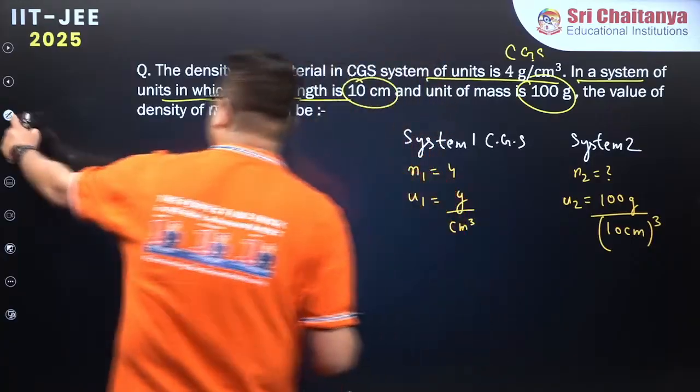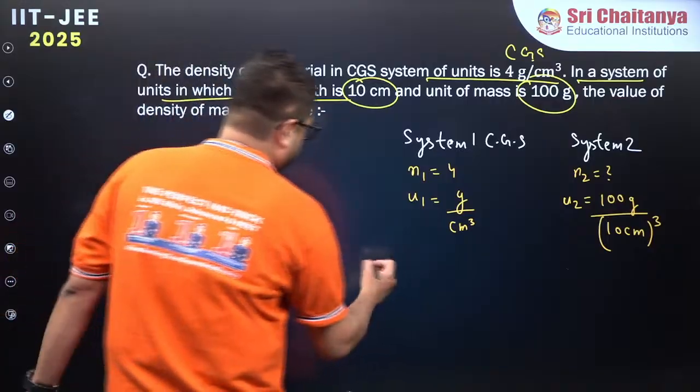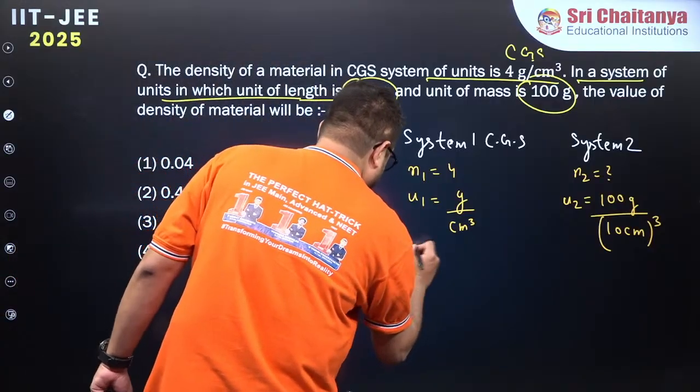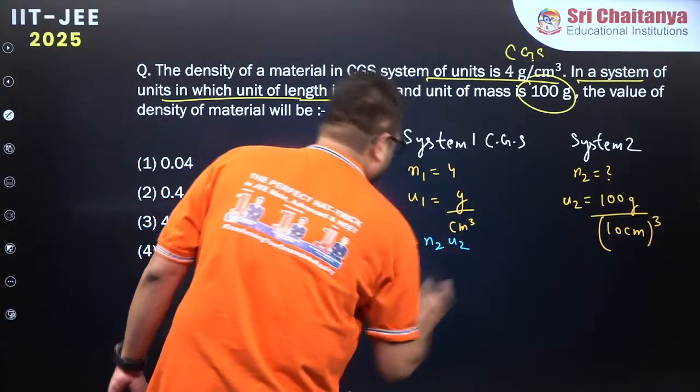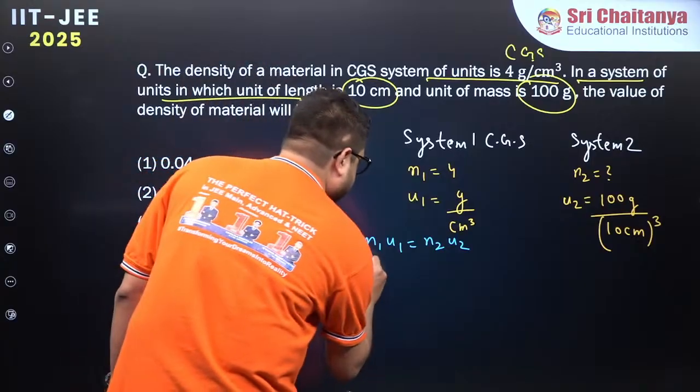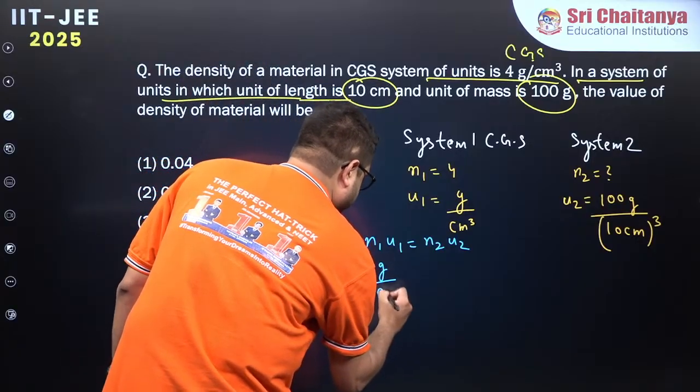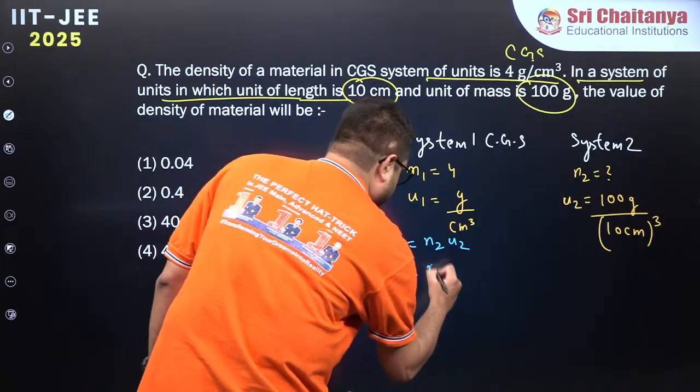So now what we have to do is apply the formula, which is N1 U1 equals N2 U2. So what is N1 over here? That is 4 gram per centimeter cube. That is going to be equal to N2.